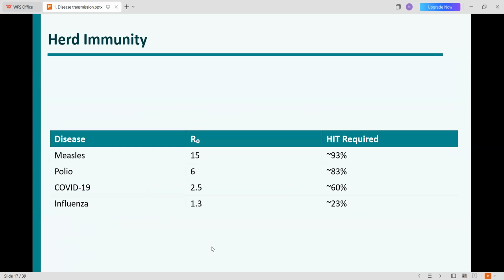This is the example. Measles R naught is 15, and the herd immunity threshold required is approximately 93%. Polio R naught 6, threshold required 83%. COVID-19 R naught 2.5, herd immunity threshold required approximately 60%. Influenza R naught 1.3, the threshold required approximately 23%.